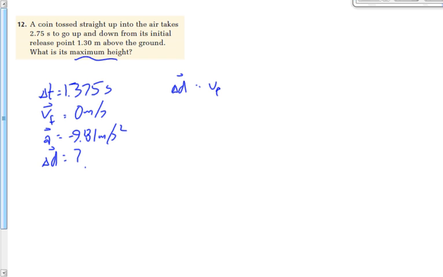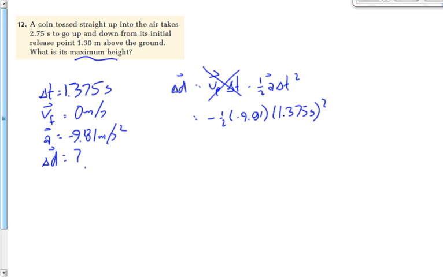We're going to say d = Vf t - 1/2 a t squared. Remember, you're allowed to try any of them. The Vf is 0. Nathan, you have the answer for that? Not the final answer, but the value for d there. Okay. Anybody have the value for d there?